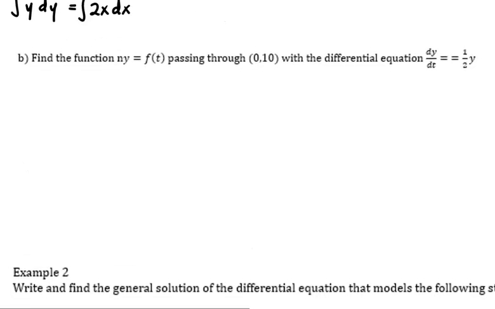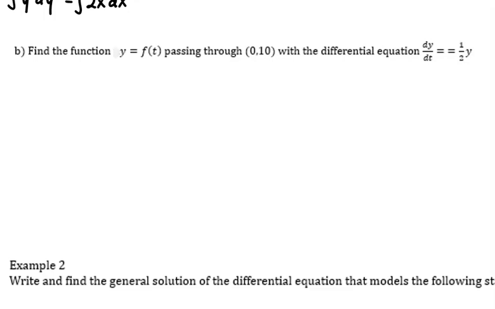In the second part here, we're looking for the function f of t that goes through the point 0, 10. So here we do have an initial condition given to us. So we will eventually find a particular solution here. So I'm going to start with the differential equation. And I'm going to separate variables, so I'm going to get everything with a y on one side and everything with a t on the other side.